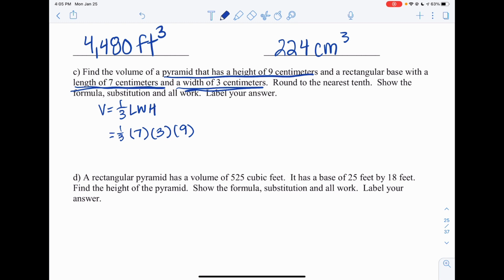Okay. Now all I have to do is simplify by multiplying all the way through. So 1/3 times 9 times 7 times 3, or you can multiply 7 times 3 times 9 first. Depending on what you want to do, your final answer is going to be 63 cubic centimeters. Okay. All right. And remember, if you don't know how to plug these into your calculator, make sure you let us know so we can help you with that as well.